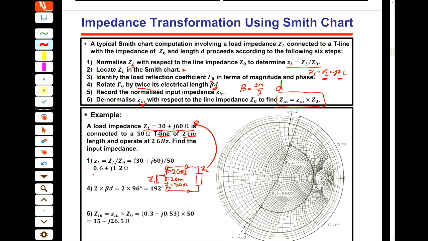First of all, you normalize the ZL. We have ZL divided by Z naught. The impedance is given, Z naught is given, so this is the value. You have to find the point with 0.6 as the real value. The intersection of R equals 0.6 and X equals 1.2. Can you find that on your Smith chart? R equals 0.6, and then X equals 1.2. It should be somewhere here.